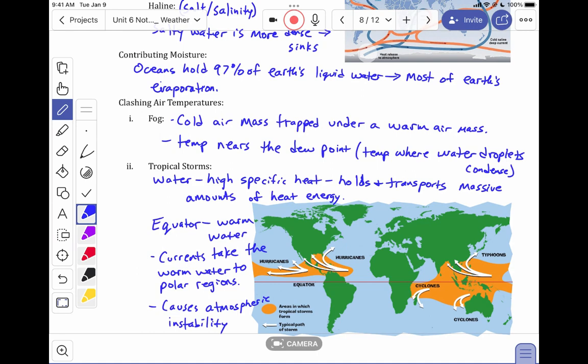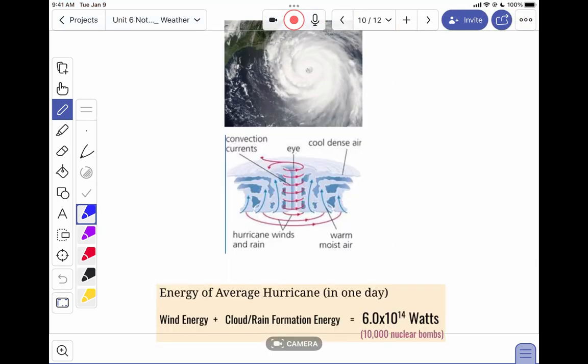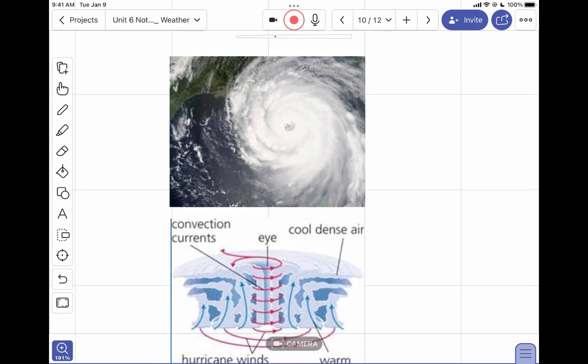So it makes the air, makes the atmosphere unstable. And when we have unstable air, it can give us those hurricanes and cyclones and things like that. I think I need to go one more slide. Yep, so here I got a couple pictures for you. So you can see the hurricane, the spinning. You get the eye of the hurricane.